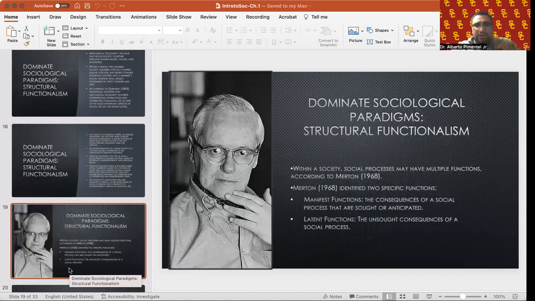Then we look at this photo to the left, and it's of Merton. And Merton's in deep thought in this photo. And perhaps he's thinking about manifest and latent functions. Manifest functions are the intended consequences of an action or behavior, and latent functions are the unintended consequences of an action or behavior. So let's dig into that a little bit.